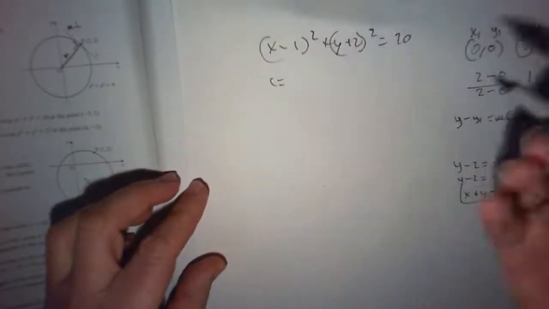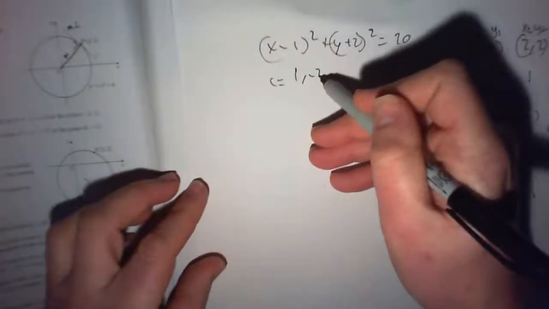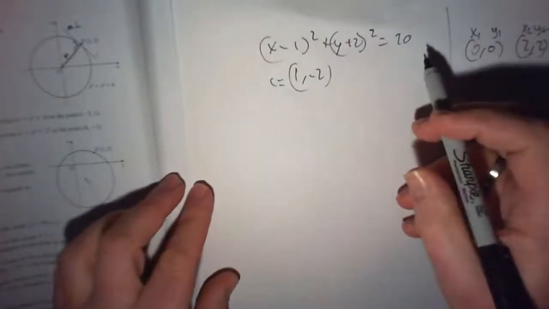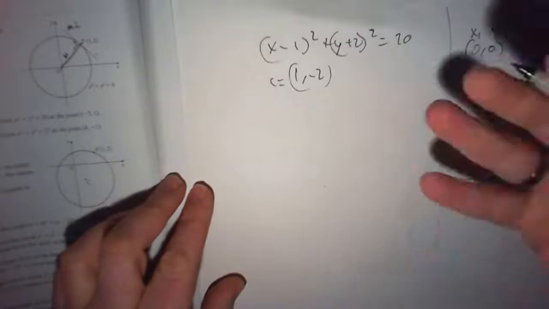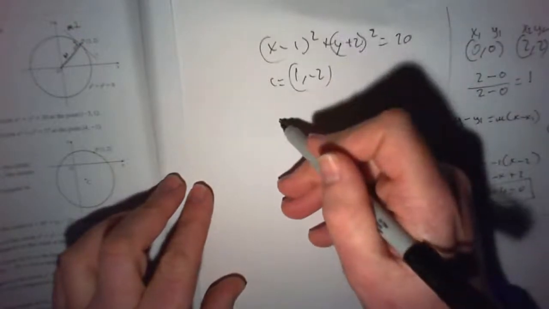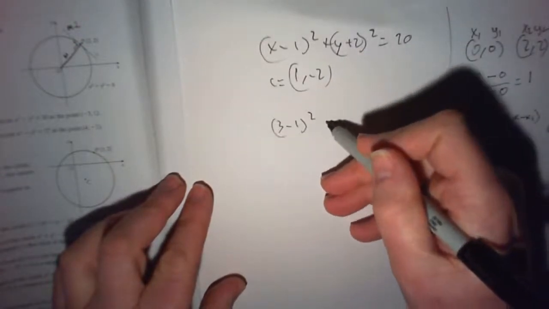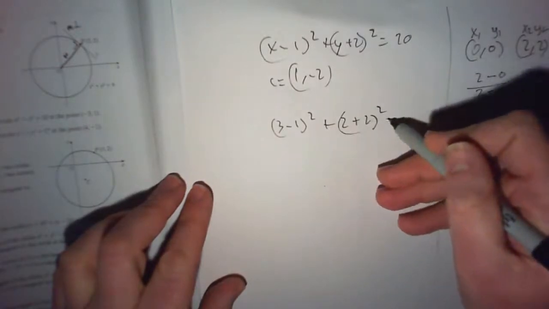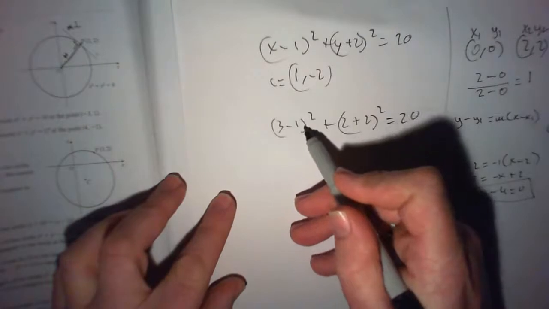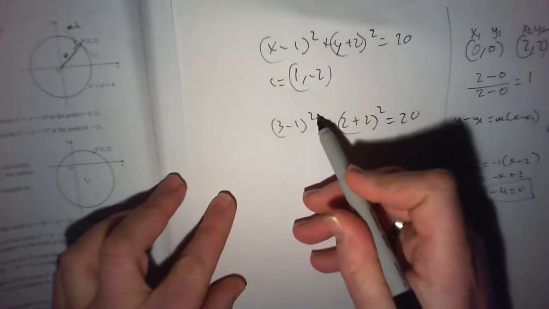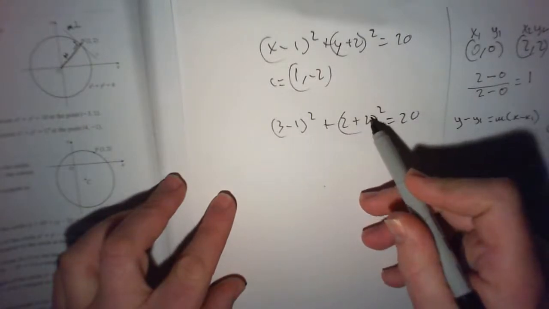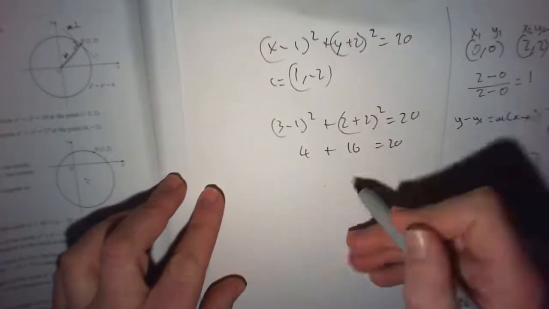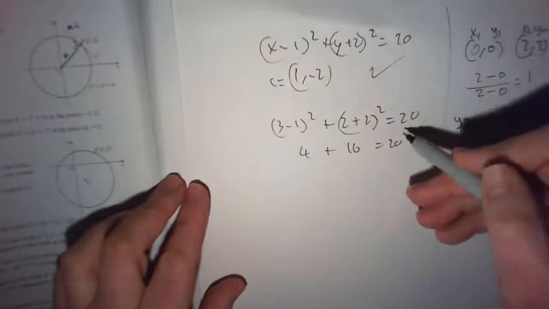Center of the circle, very easy. It's going to be 1 and minus 2. It's the opposite of what you see because it's in this short form. Okay, that's the first bit done. Let's verify that 3 and 2 are on it. Let's replace the x with 3, the y with 2, and see is it equal to 20. 3 minus 1 is 2. Okay, 2 squared is 4, and 16 is 20. That is true. So that's the first 2 bits done.